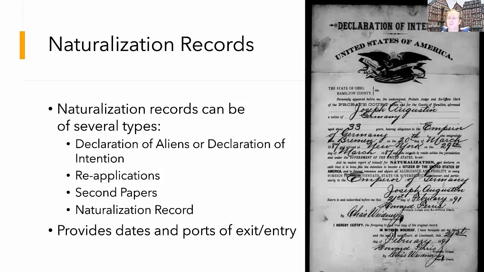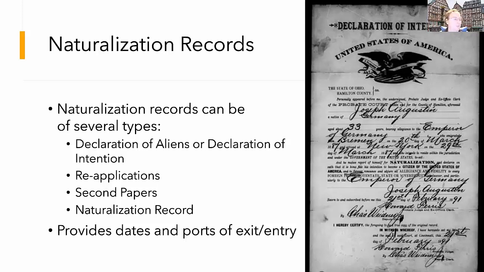So this one here is for Joseph Augenstein, and the Augensteins are on my wife's German line. If you read through this, it says he was a native of Germany, about 33 years old, bearing allegiance to the Emperor of Germany. He emigrated from Bremen on the 20th of March, 1887, and arrived in New York on the 29th of March, 1887. So according to this record, it took him 9 days to go across the Atlantic Ocean. It looks like that was a fairly quick trip for him.